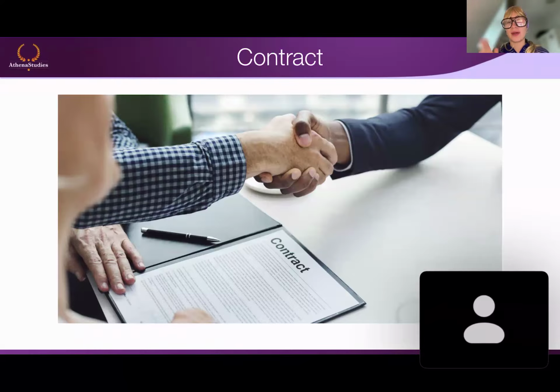So here we have a picture of the contract. I'm sure all of you know what a contract is and you do not really need any legal knowledge for that. But can I ask for the definition? Can any of you tell me a definition of contract? Yeah, you can use chat as well. You can speak up. It's fine.